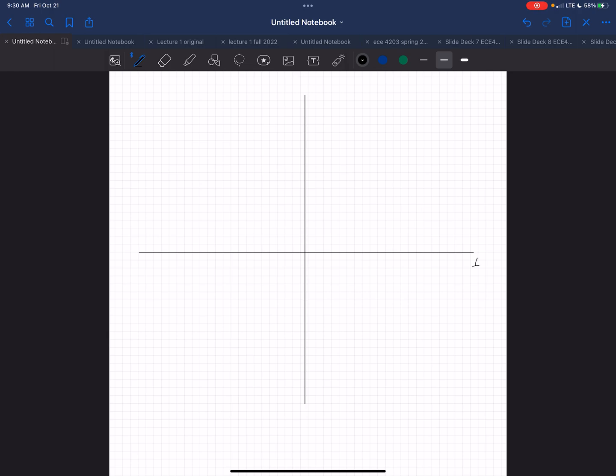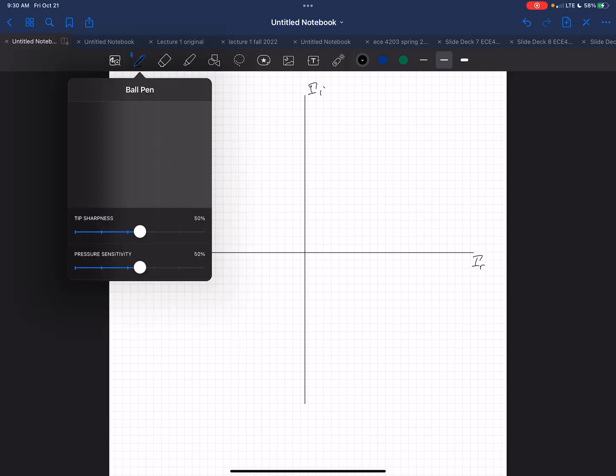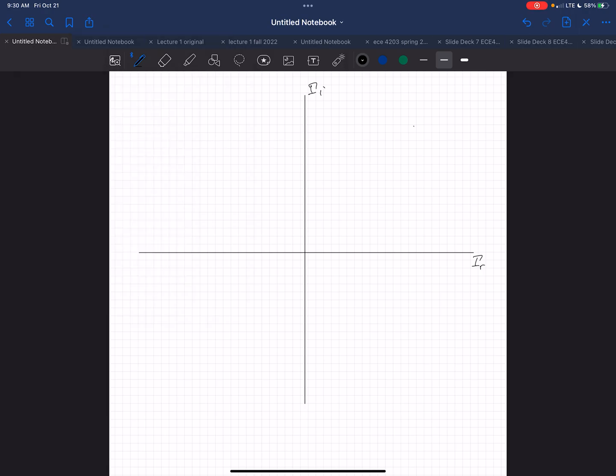So this is gamma sub R, this is gamma sub I. So when R is equal to 0, which means that's a short circuit, and R is equal to infinity is open circuit.